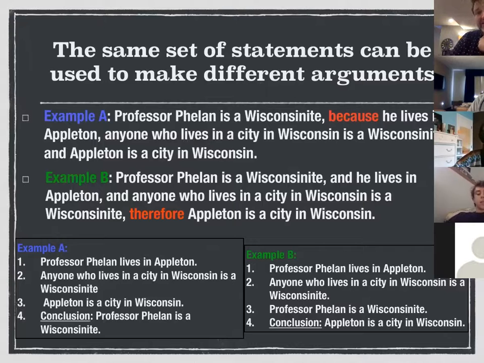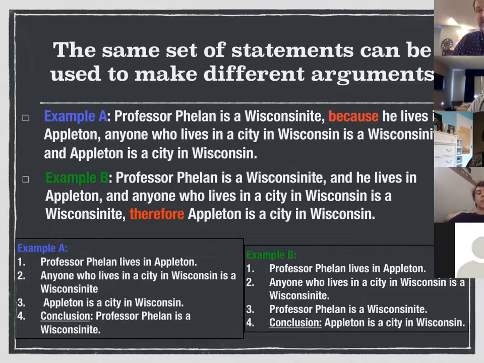I think the Simon problem is still that it's one directional. So rewording premise 2: if you live in a city in Wisconsin, then you are a Wisconsinite. It does not say if you are a Wisconsinite, then you live in a city in Wisconsin. Okay, I see what you're saying. It's only one direction.